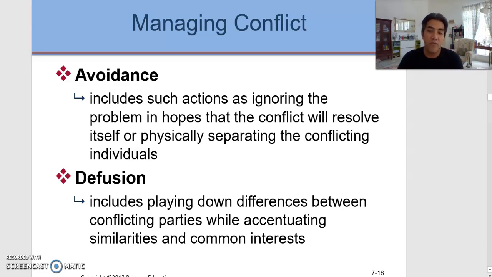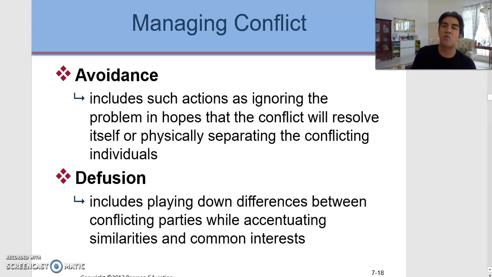And then we have diffusion, where you play down differences between conflicting parties while accentuating similarities and common interests. When we talk to person A, we try to identify what the similarities and common interests are. Yes, you want to study, your sister also wants to study, your brother also wants to study, right?